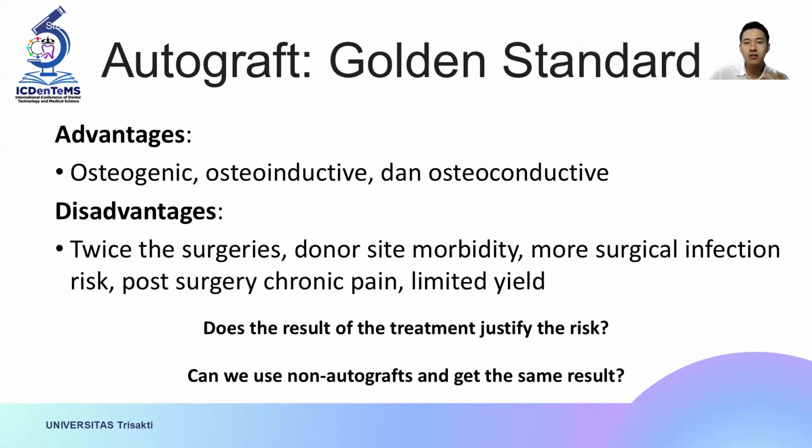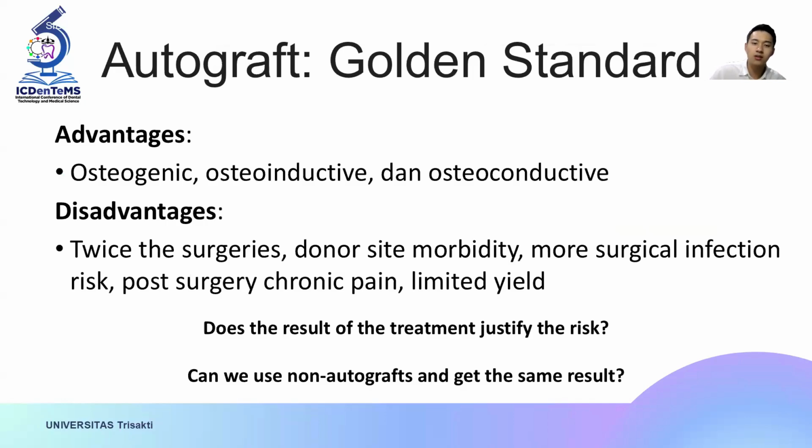So autograft is the golden standard of bone grafts. The advantages are autografts are osteogenic, osteoinductive, and osteoconductive, which is ideal for bone formation. But autograft is associated with lots of disadvantages, which are the need for two surgeries and the donor site morbidity. There will be more risk for surgical infection and chronic pain post-surgery, and also limited yield of the graft.